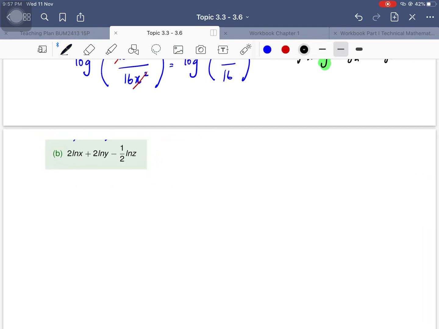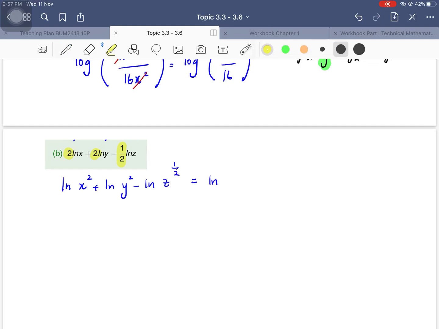Now let's have a look at B. For the case of B, I'm going to use the same idea. First of all, before I start, I'm going to get rid of the constant at the front. So this 2, and I have a half right there as well. Therefore, my function is going to be log of x to the power of 2 plus log of y to the power of 2, minus log of z to the power of a half. It doesn't matter if it's a fraction. It's still going to be the same idea. And now that it is in this form, only then can I apply the log property.